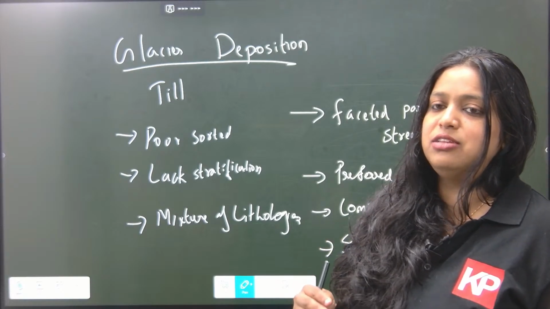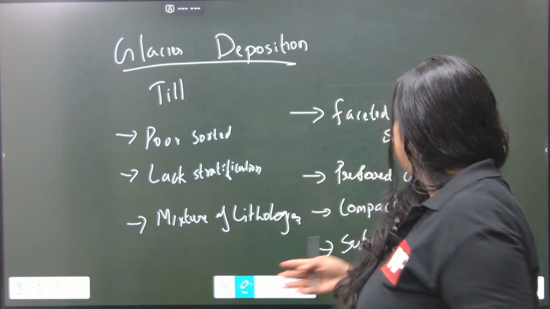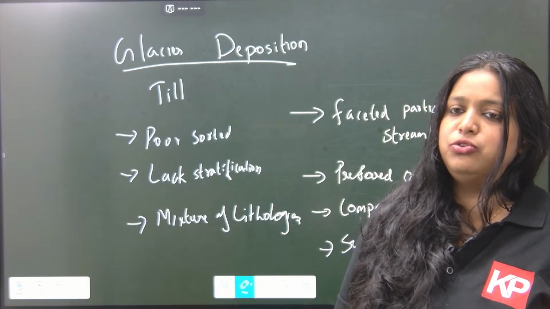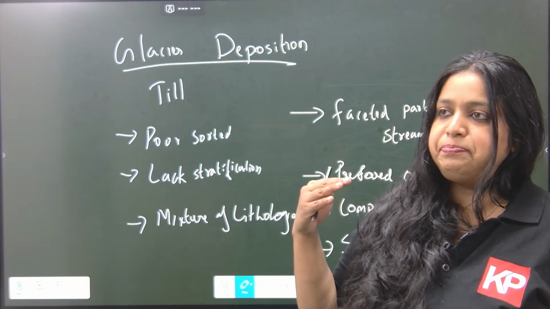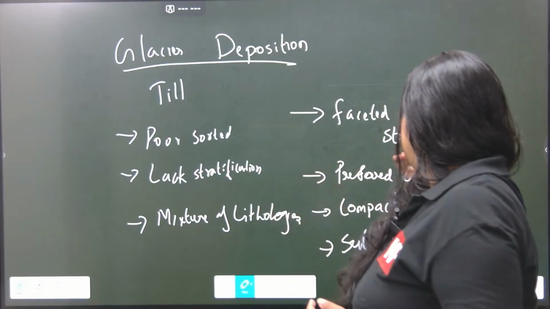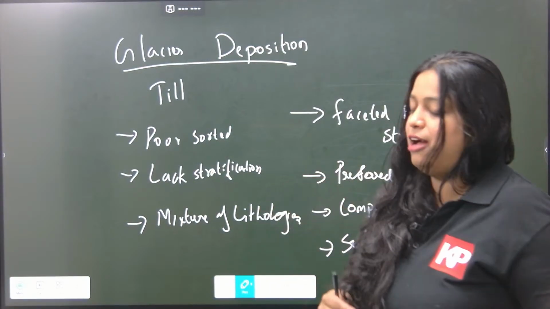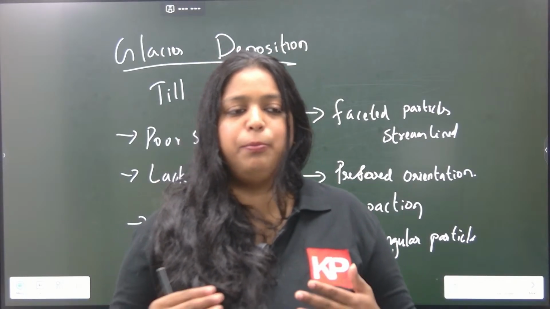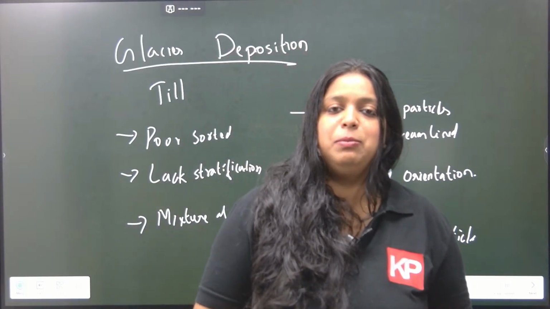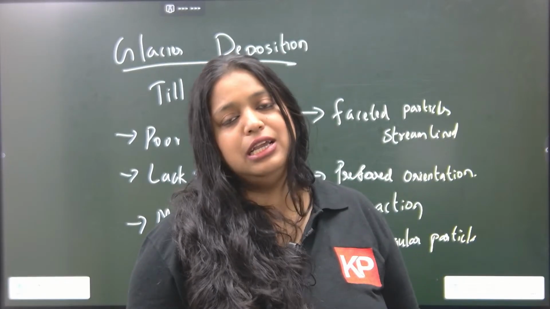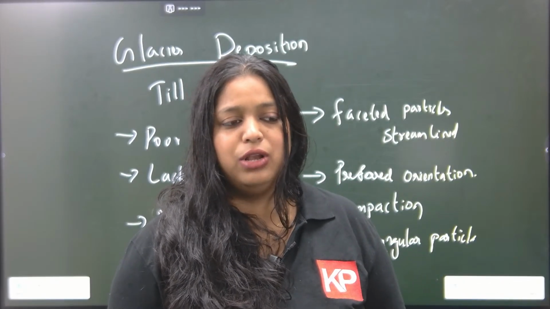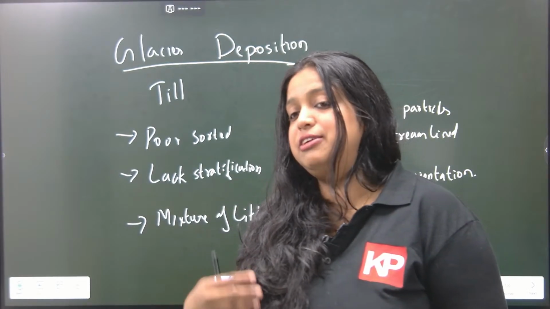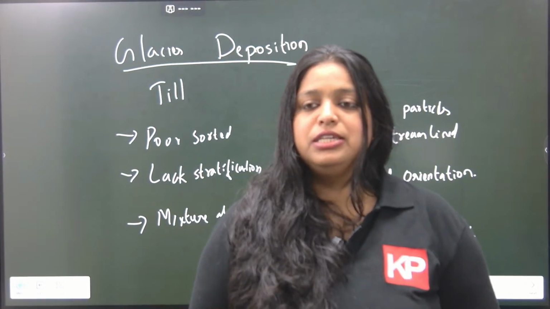And all these particles will have a preferred orientation during deposition. The pressure acting during the deposition will cause compaction. And the last one is this: because of both abrasion and rock fracturing acting upon these particles, they will be subangular. So these are the definition or characteristics of till deposit.